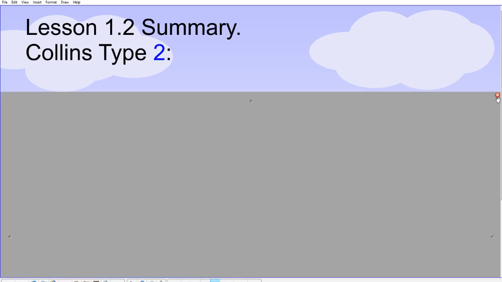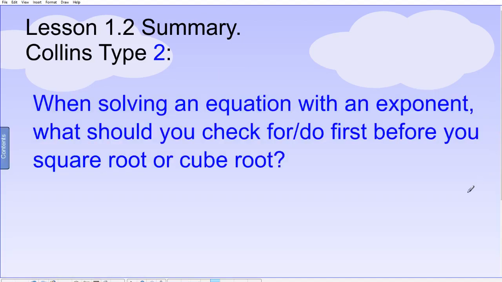Summary. So when solving an equation with an exponent, what should you check for or do first before you square root or cube root? You can answer that question on your own.